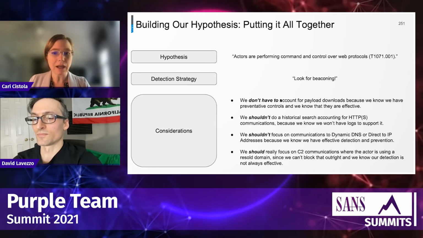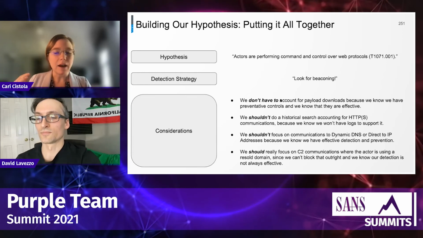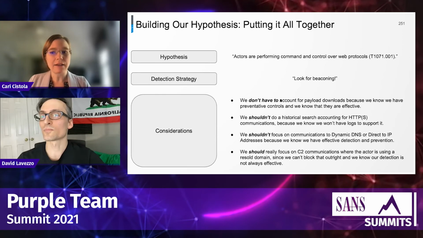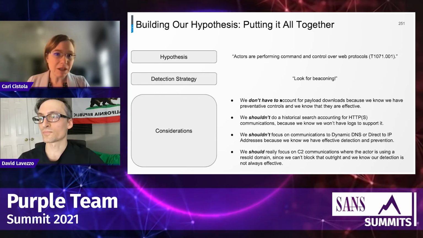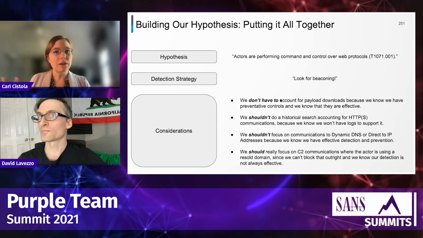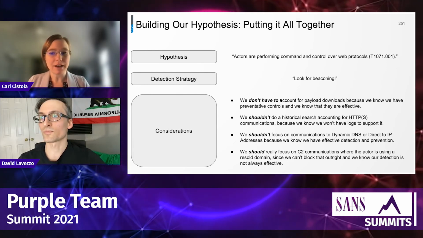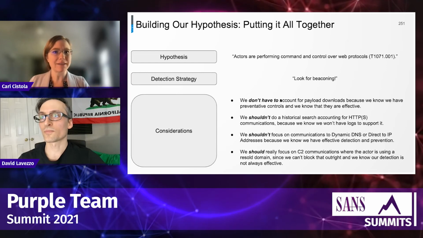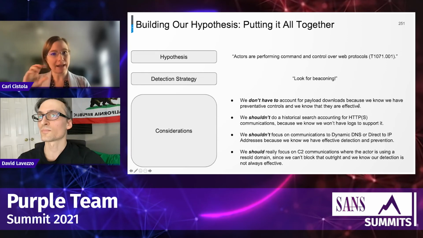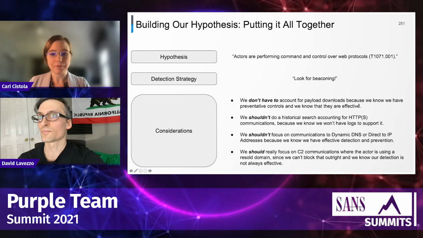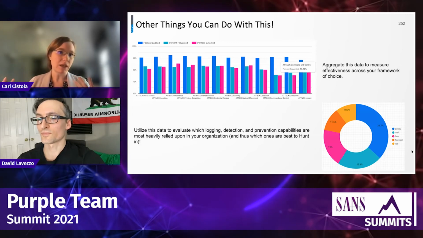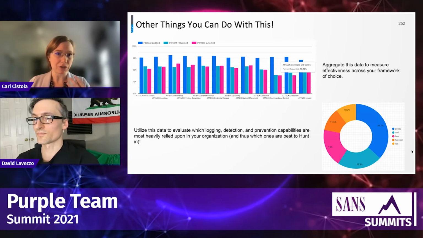We also know that, as hunters, we shouldn't focus on something you may have skipped over, but there were a couple of tests around dynamic DNS or C2 directly to IP addresses, bypassing DNS altogether. In this situation, we know that we have effective detection and prevention, so we can skip over that as well. We should really focus on the resold domains angle. That's just one way that we use the heat map and this approach when we're constructing hunts.